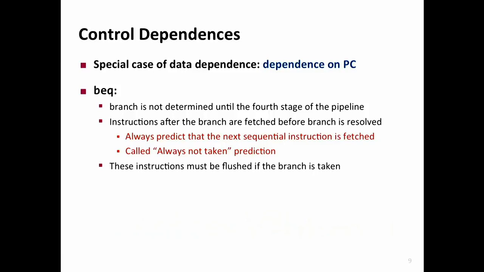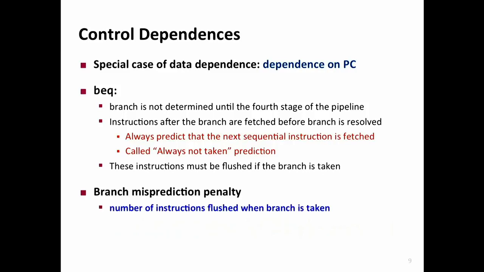And a 20 deep pipeline existed, it still exists actually. Pentium 4 had a 20 deep pipeline, it had 25 pipeline stages. Later versions of Pentium 4, called Prescott, had almost 30 pipeline stages, actually. So branch misprediction penalty is the number of instructions that are flushed when the branch is taken. This is basically wasted work, or wasted opportunity to improve performance.